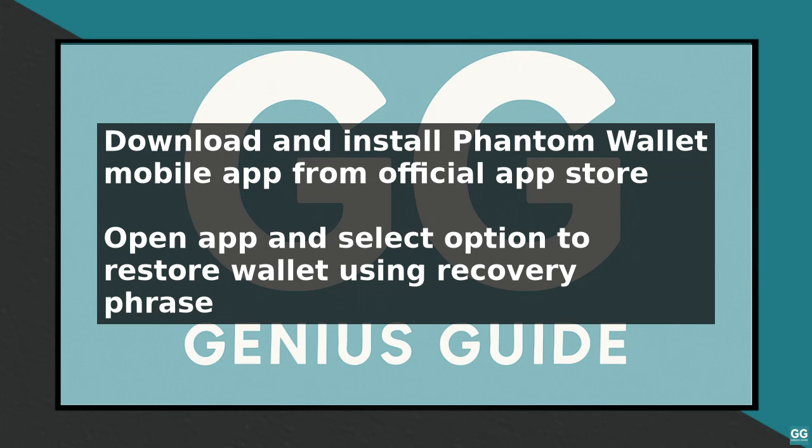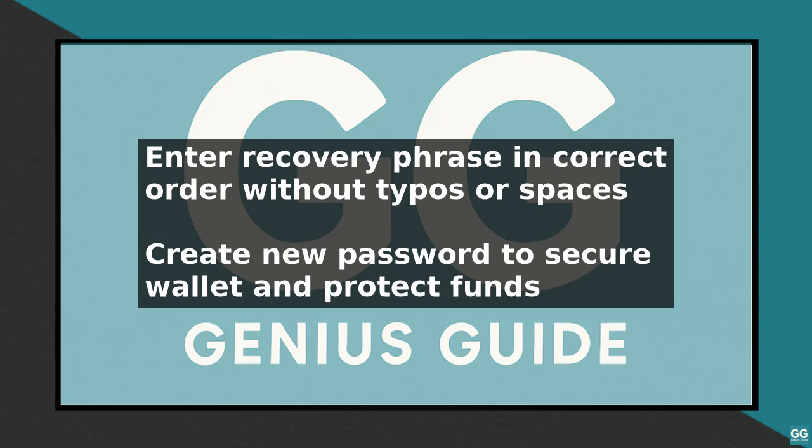Next, set up a new PIN, which will be used to authenticate transactions and other sensitive actions within the app. Choose a PIN that is unique and not easily guessable. After setting up your PIN, you will be logged into your recovered Phantom Wallet. You can then view your account balance, transaction history, and other wallet details.